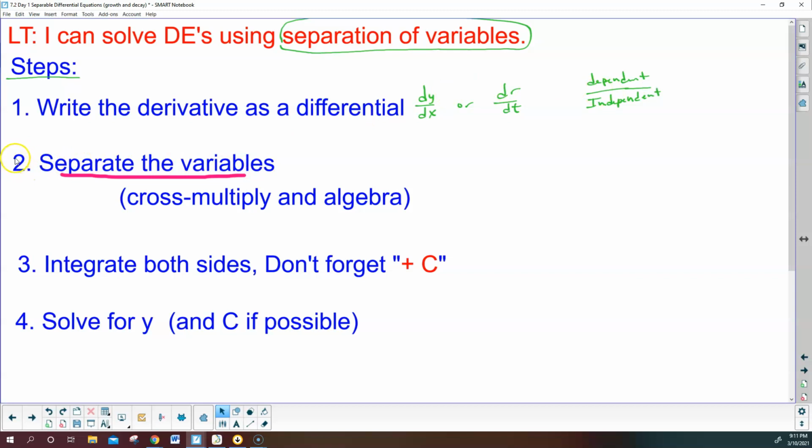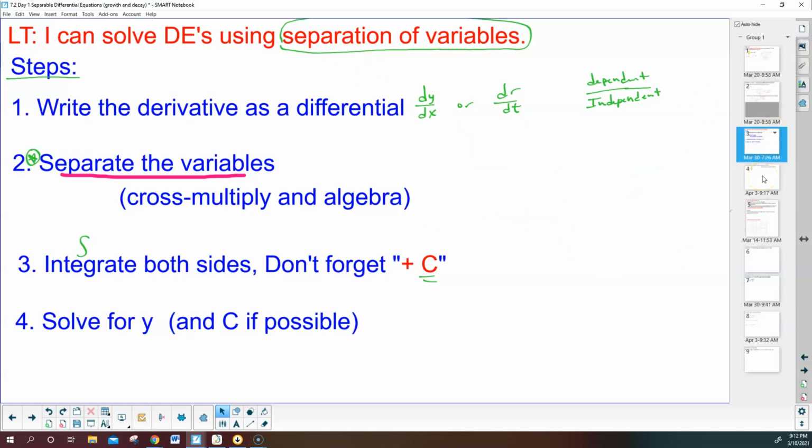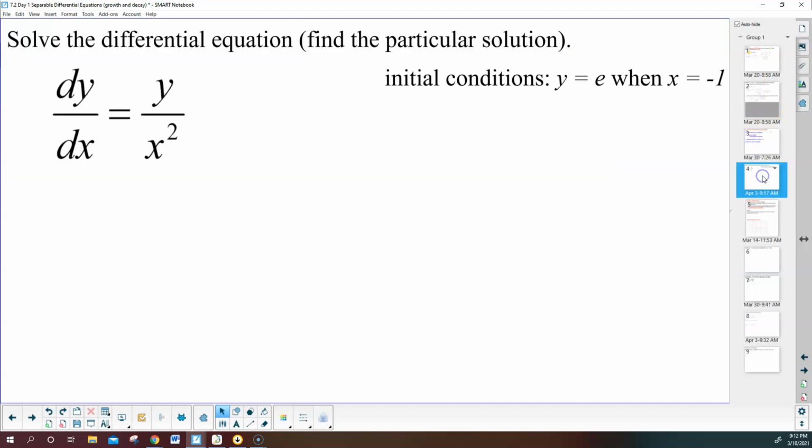Right? So what do we do? This is the most important part right here. You have to separate the variables. Sometimes we use algebra, sometimes it's cross multiplication. It takes experience, just exposure to get used to how we do that. And then we integrate both sides. Remember, integrate, hopefully you're really good with that. And then don't forget the plus c, we usually put it on the right side. Our goal then is to solve for y and c if possible. So those are the steps. Pause the video if you need to finish writing this down. We're going to do a couple problems and show you how separation of variables works.